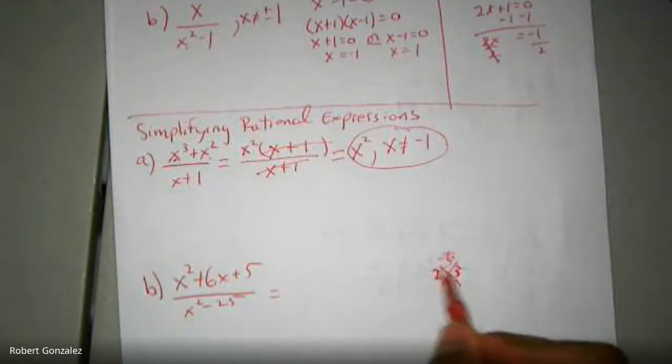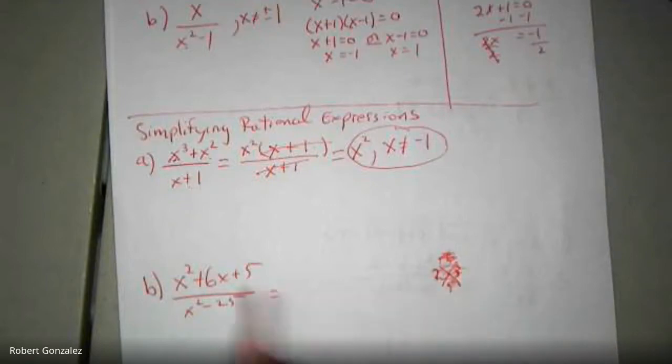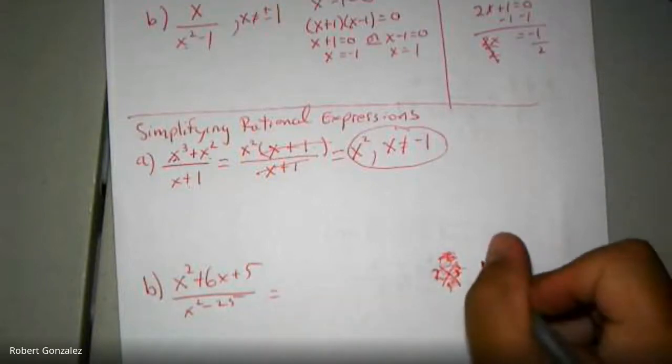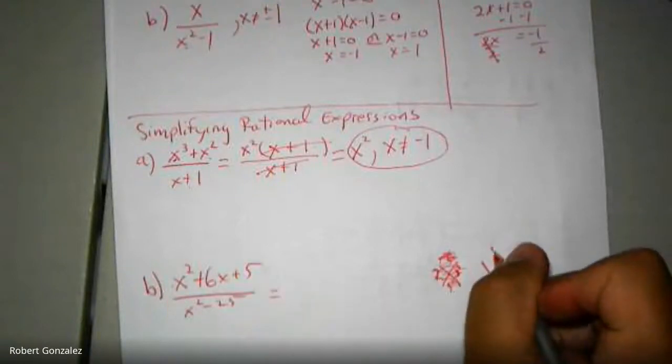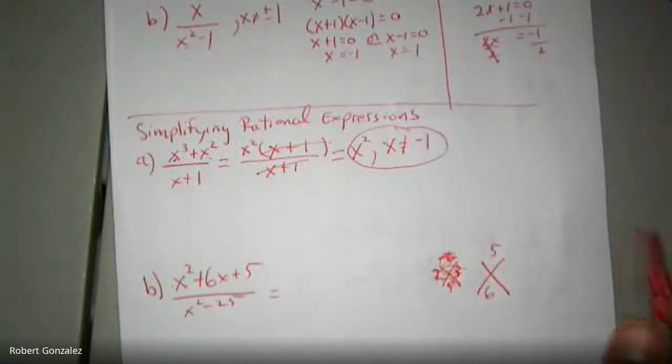I put the numbers backwards. I was looking down below. Okay, start over. A times C goes on top. B goes on the bottom. There we go. What multiplies to 5 and adds to 6?